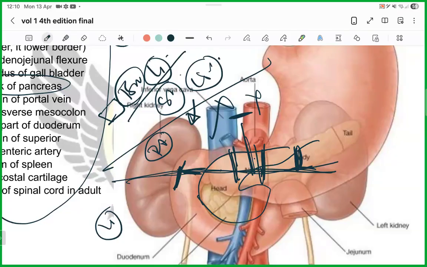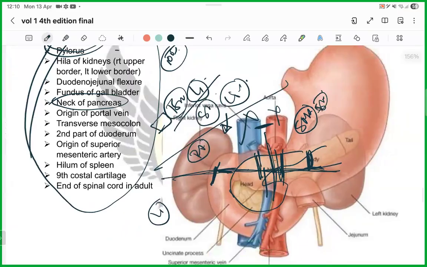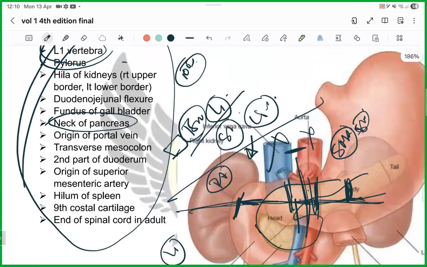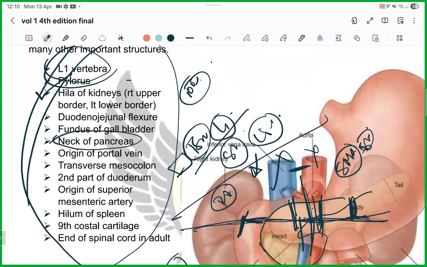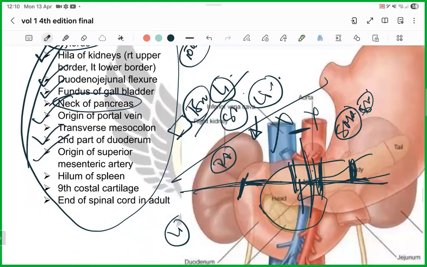Then we all know that at L1 we get superior mesenteric artery and superior mesenteric vein. So you need to remember these things most importantly. Duodenal flexure. Then we have fundus of the gallbladder, origin of portal vein, then second part of duodenum, origin of superior mesenteric artery, ninth costal cartilage, hilum of the spleen, end of spinal cord. Do not forget the end of spinal cord.